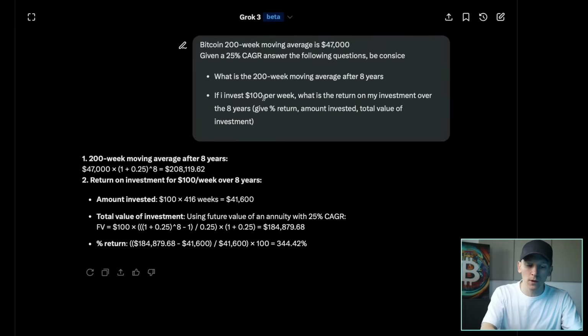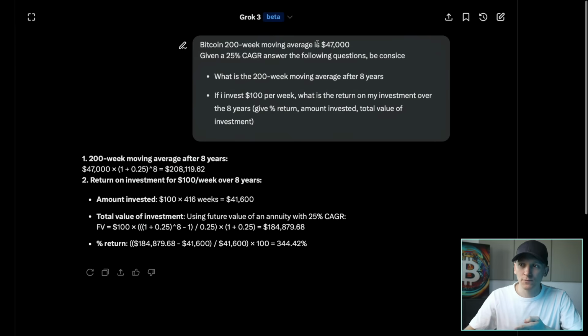Given an assumed growth rate, we can now work out what an investment will be worth over a certain period of time. I used to do these calculations manually, 1 plus r to the power of n, and the annuity investment calculations. You can just ask AI now. So the 200-week moving average price right now is 47,000. Given a 25% CAGR, what will that white line, that 200-week moving average, be after 8 years? It'll be around $200,000, given a 25% growth rate of that white line.